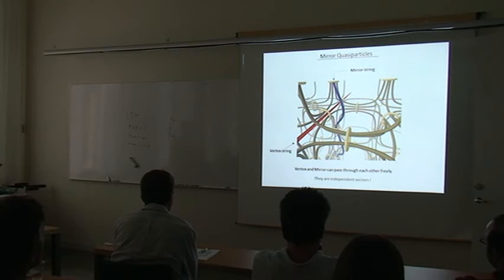If you're interested, I have movies of the vertex and the vertex trying to cross through each other and they get caught, or the mirror and the mirror trying to cross with each other and they get caught. So they braid with themselves in a non-trivial way.